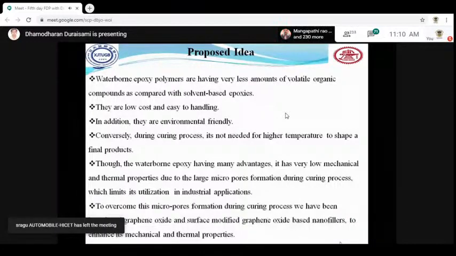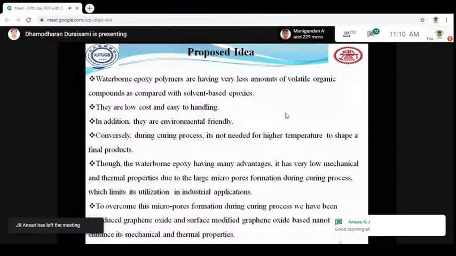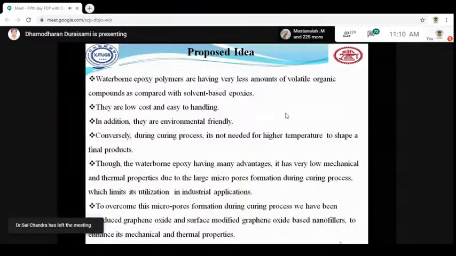That is because during the curing process a lot of micropores form. When we compare solvent-borne epoxy and waterborne epoxy, the water content is very high in the case of waterborne epoxy. During the curing process all the water molecules evaporate, so there are a lot of micropores in the polymer. To overcome this micropore formation, we plan to incorporate some nanofillers. In this case, we work with graphene oxide.